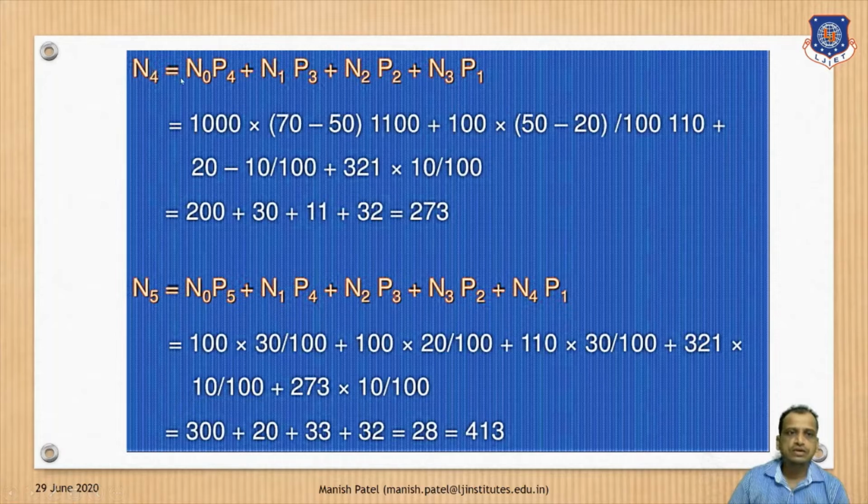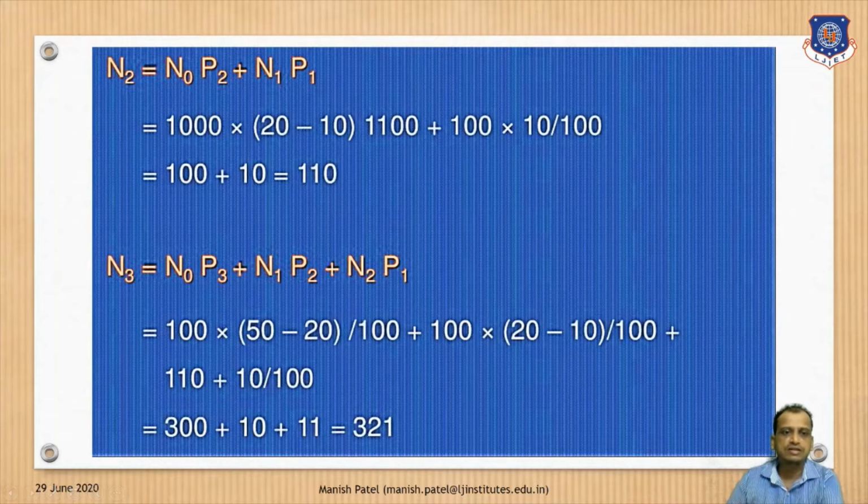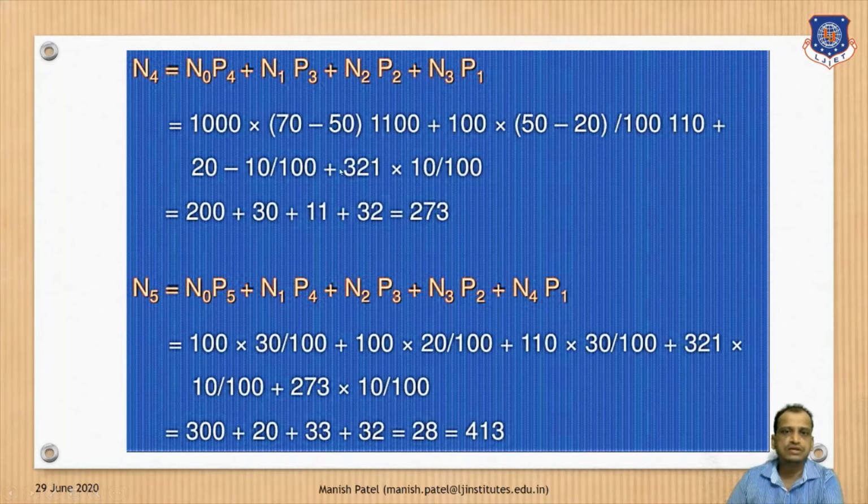Now for the fourth week, how will you come about this formula? 0, 1, 2, 3 in increasing order and P4, P3, P2, P1. We have already got P4, P3, P2 and P1. Clear? And N0 is again 1000, and we have already found out N1, N2, N3 from the previous slide. N1 is 100, N2 is 110 and N3 is 321. You put those figures here and you will find out N4, which is 273. In the same way you will find N5, which comes out to 413.